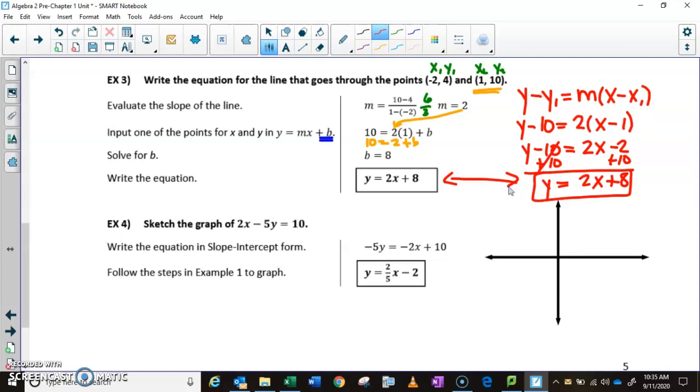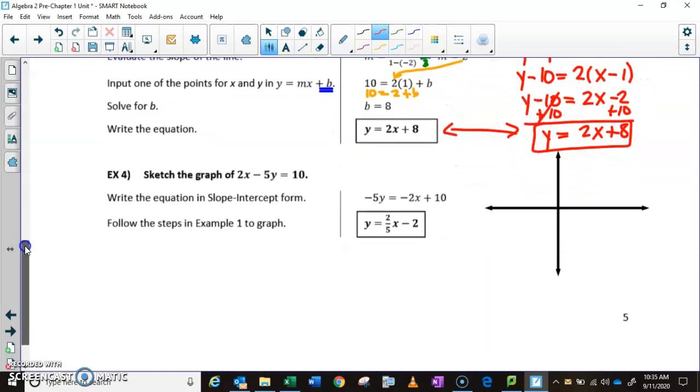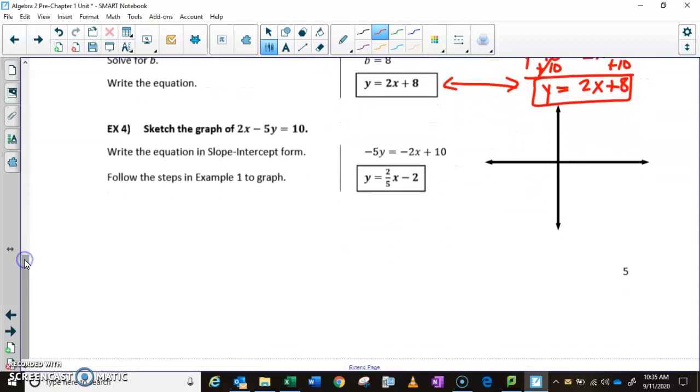And example 4, now sketch the graph of 2x minus 5y equals 10. This equation is given to you in what was called standard form. How do we know it is in standard form? Because we have ax plus by equals c. X's plus y's equals constants, what was called standard form.